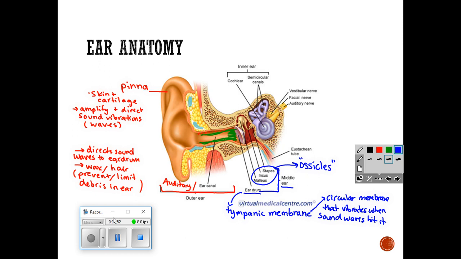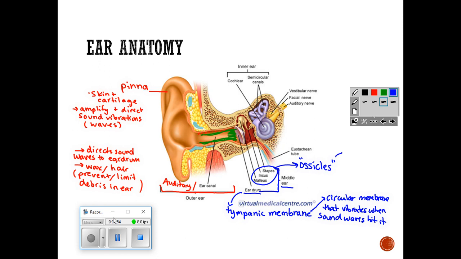So these are tiny little bones that you have. You can break these bones, just like you can break other bones, like your femur, for example, but these are just way smaller bones. And these also help to amplify sound vibrations, and it's because they act like little levers.